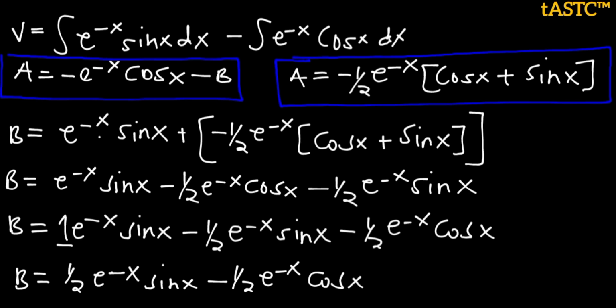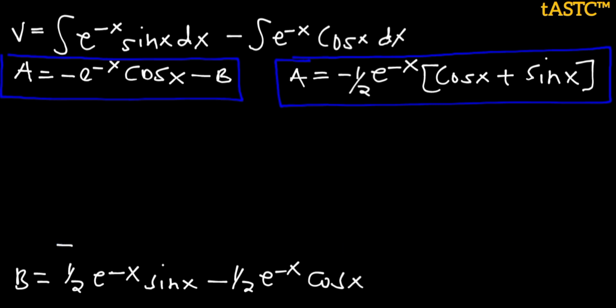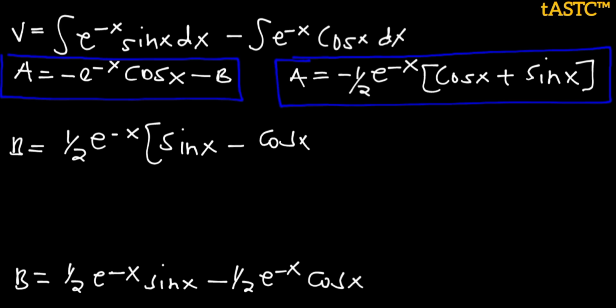Now here we know we could factor out a half e to the negative x. So that is just what I'm going to do there. B in this case is equal to 1 over 2 e to the negative x, and here you have a sine x minus cos x. So that is what you got. This is B.